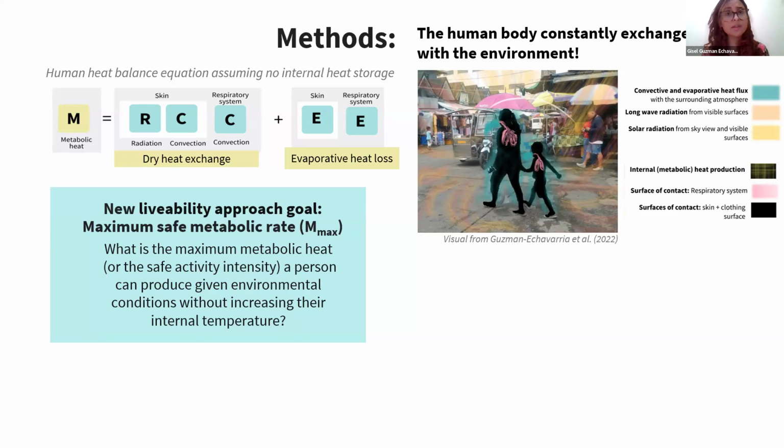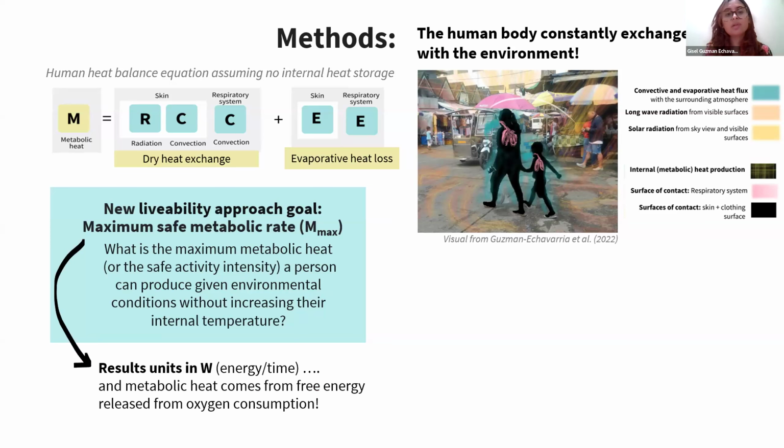We are producing heat, but also we have a restriction from the environment to keep our internal temperature stable. So the goal for this new livability approach was to estimate the maximum metabolic heat we can produce by doing some activity while staying safe, without increasing our internal temperature. But the results of this model are in watts, which is energy per time.